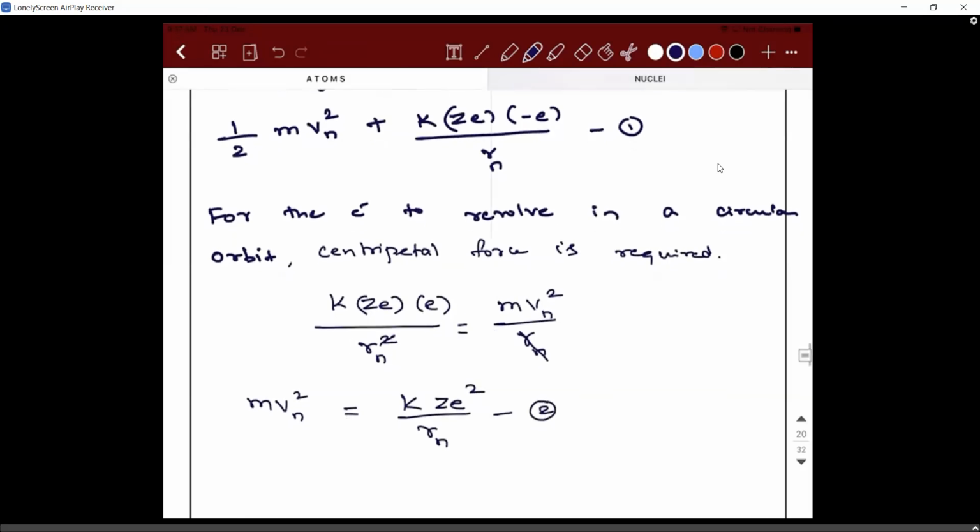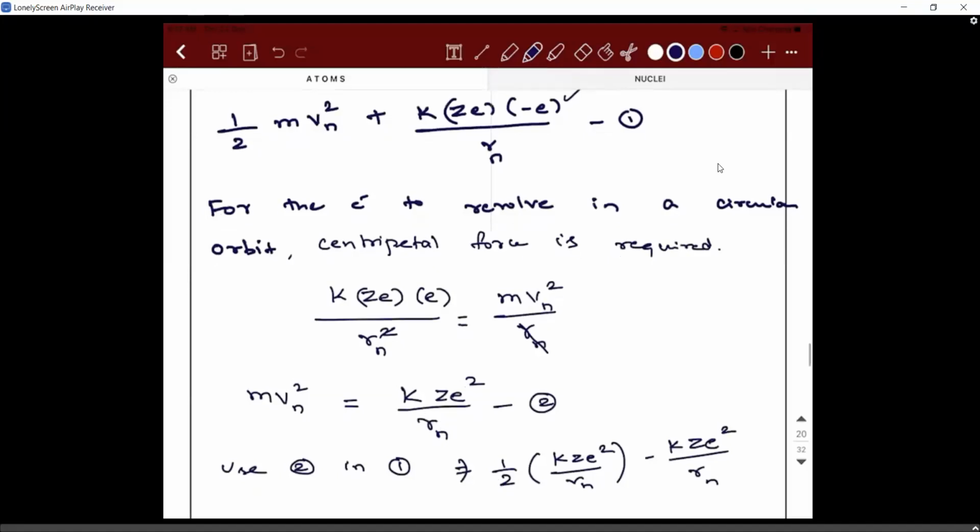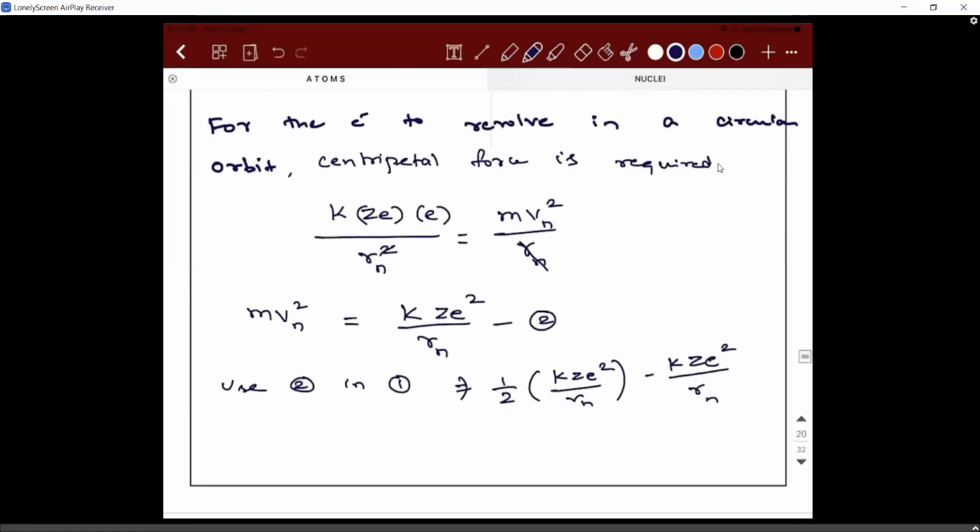Now, observe. I will use 2 in 1. I'm using the second expression in the first, which implies half m Vn square is half k Z e square by Rn. Here what you have? Minus k Z e square divided by Rn. Right? So half k Z e square by Rn minus k Z e square by Rn, you will get minus half of k Z e square divided by Rn.